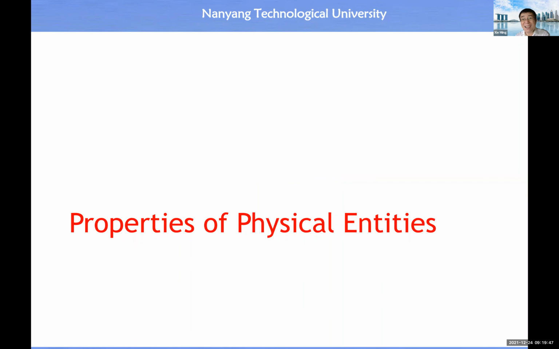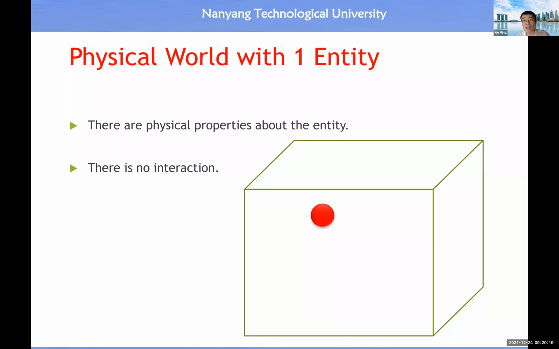Now we look at the properties of physical entities, because the universe is organized into systems, and a system consists of entities. Then for an individual entity, what should be the property? What should be the constraint? Because how can they interact together and produce a dynamic behavior, right? So we need to look at these two very important aspects of an entity. One is the property, and the other is the constraint, all right? So we start with the property. For example, if in the physical world there is only a single entity, then in this case we only have a property.